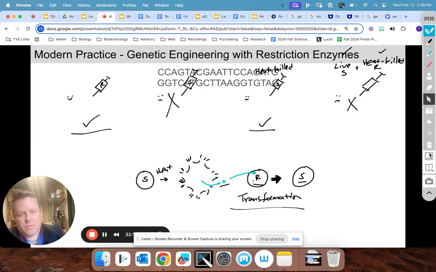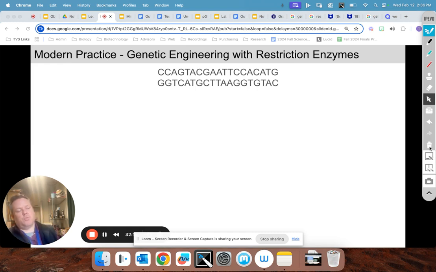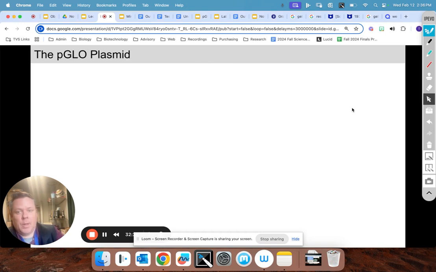I've got to get through this one first, right? Okay, there's one other step here, right? Because we don't want to just take some random plasmid from a bacteria. We want to use our own plasmid. The one that we're going to use, by the way, is this.